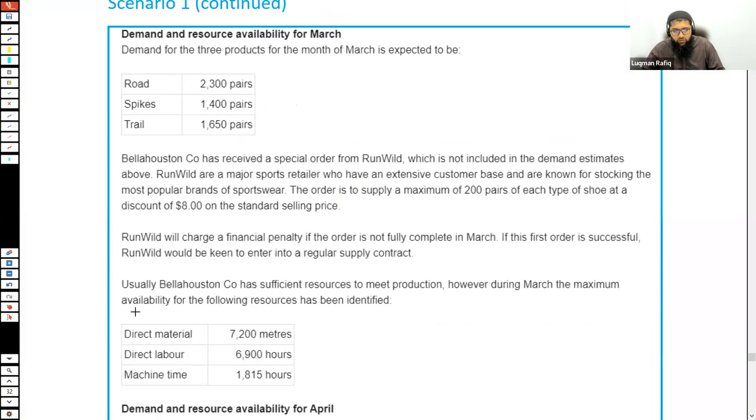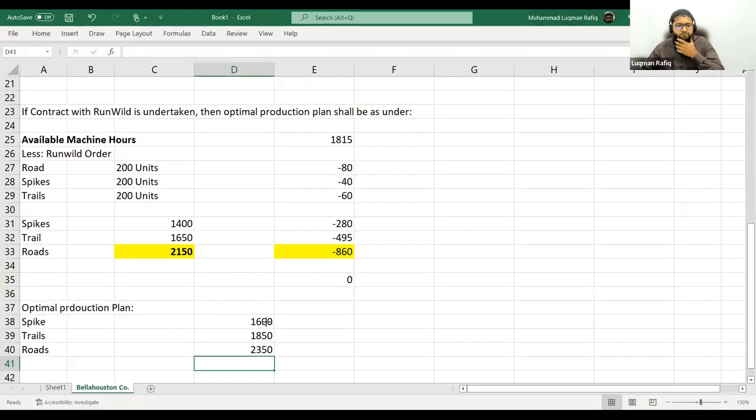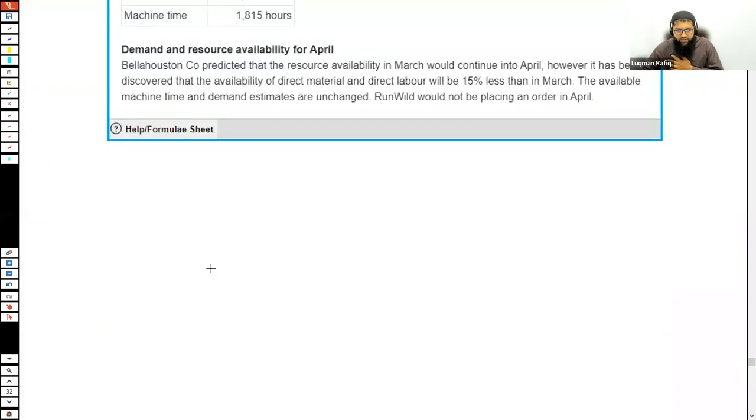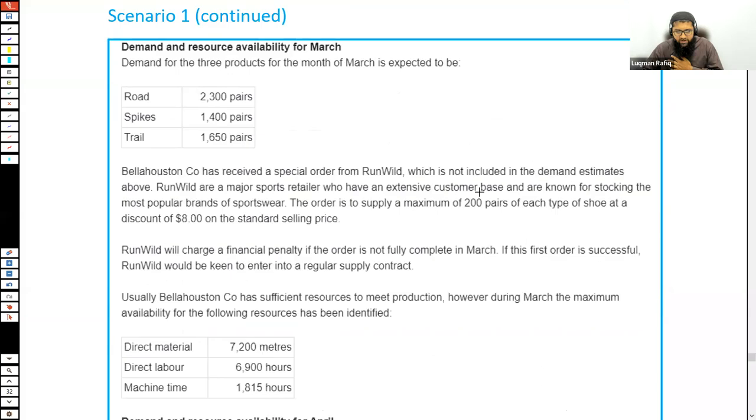So the requirement of the question was: calculate, determine the optimal production plan and the total contribution earned for March, assuming that the order with Run Wild is supplied in full. What price have they requested you to supply at? They've requested us to supply at a discount of $8 on the standard selling price.